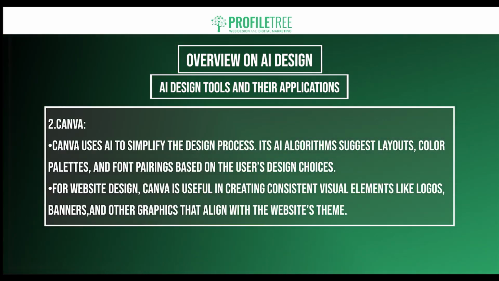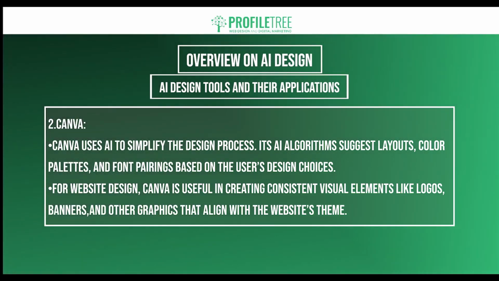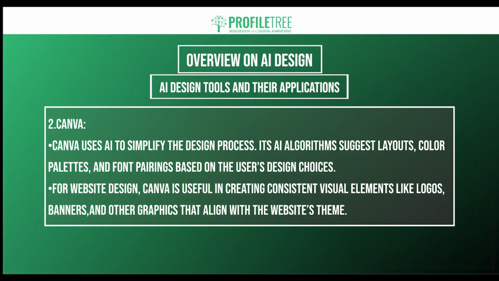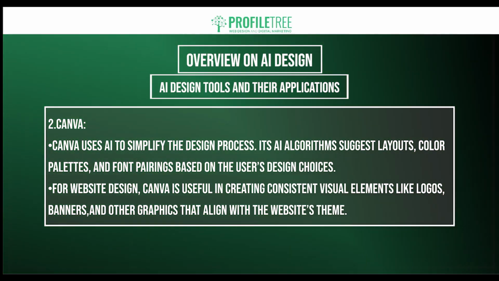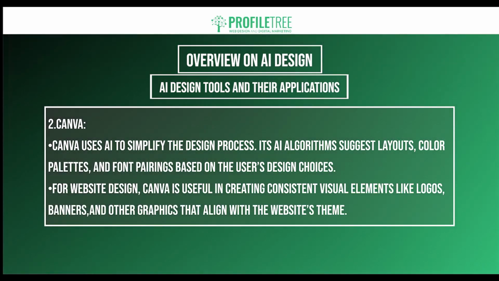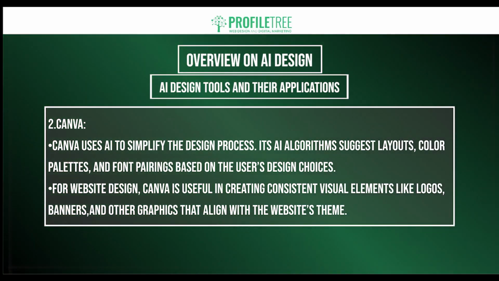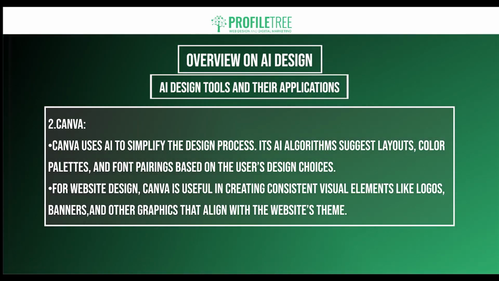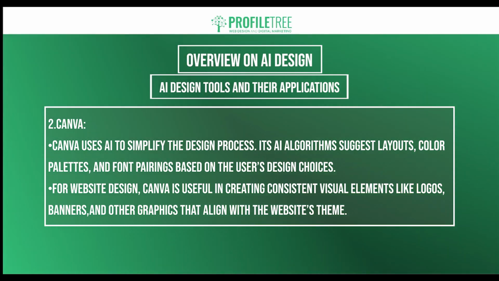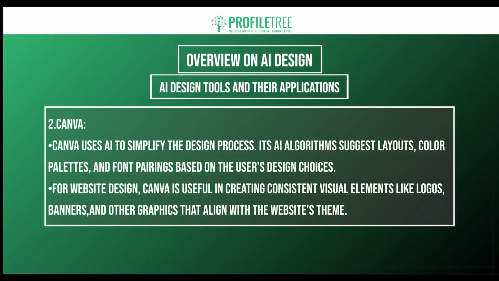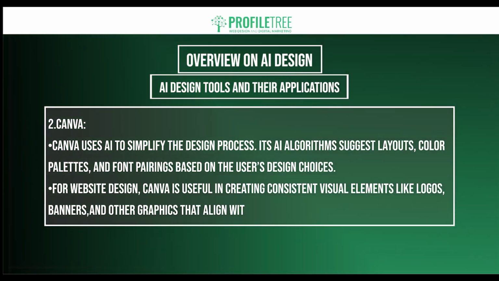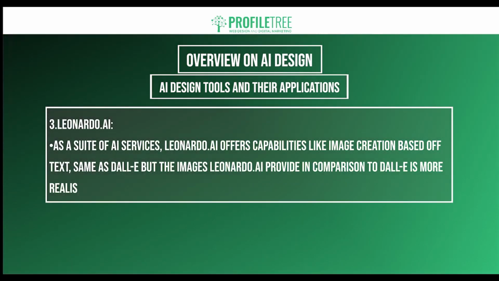Canva is also another platform that I would say is pretty good for the AI design. Canva uses AI to simplify the design processes. Its AI algorithms suggest layouts, color palettes, and font pairings based on the user's design choices. Now, for website design, Canva is useful in creating consistent visual elements like logos, banners, and other graphics that align with the website's theme. Something that you may not know as well is Leonardo AI.